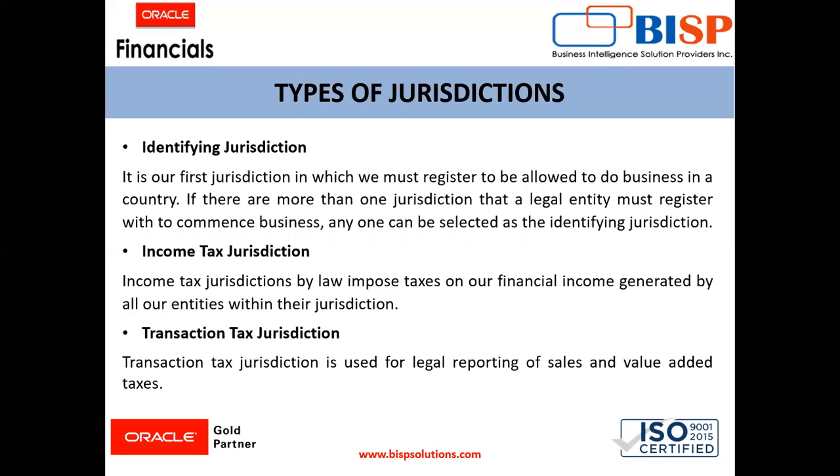Income tax jurisdiction. By law, it imposes taxes on the financial income generated by entities within its jurisdiction. So what does an income tax jurisdiction do? It imposes tax on our financial income, which is earned by all the legal entities within that jurisdiction. This is created to properly report and remit income taxes to legal authorities. As you all know, income tax is a key source of funding that the government uses to fund its activities and serve the public.